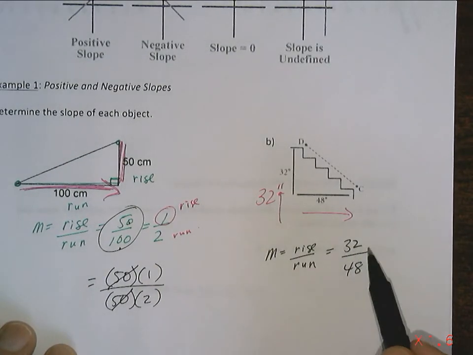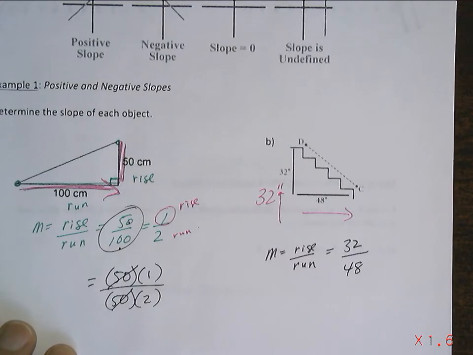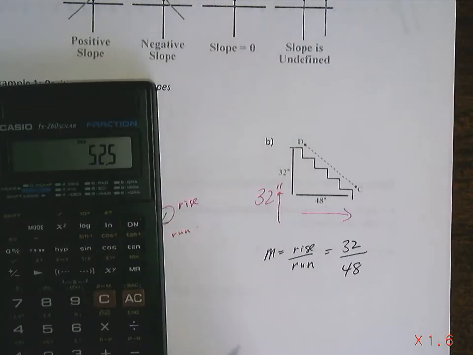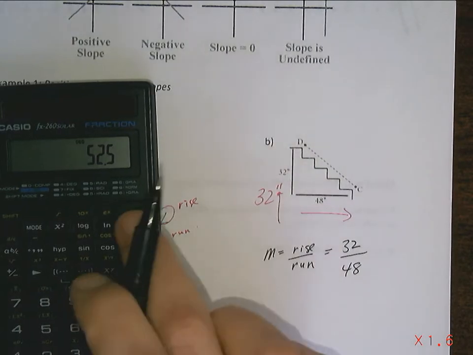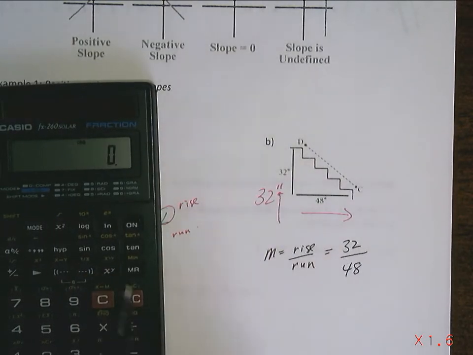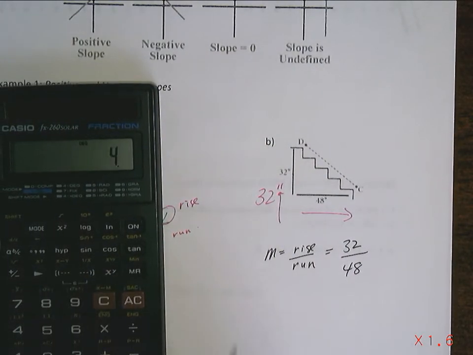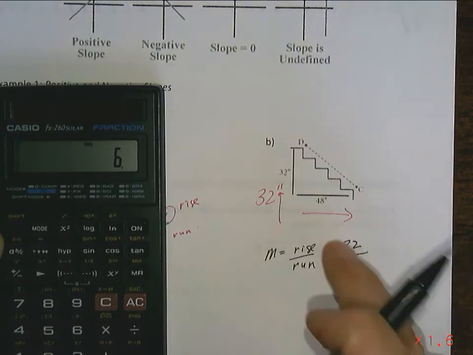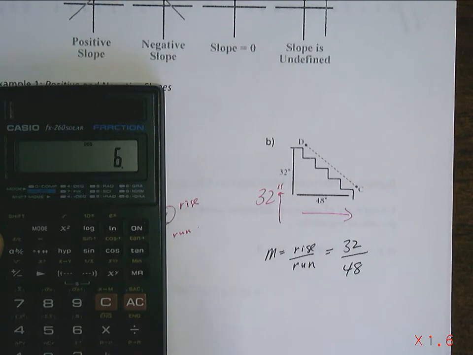So now I've got 32 and 48. What are the lowest terms that can be reduced to? Well, if you know your times tables really well, it's easy. If you don't, then I have a trick for you. But if you know your times tables, then you know that 32 will divide by 8, and it goes in 4 times. You also know that 48 will divide by 8, and it goes in 6 times. So I can go even more than that. Maybe I can do 12. 32 will divide by 12.